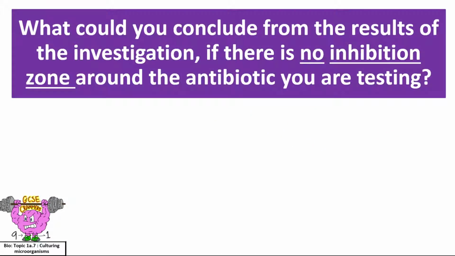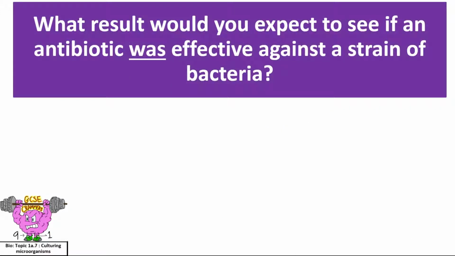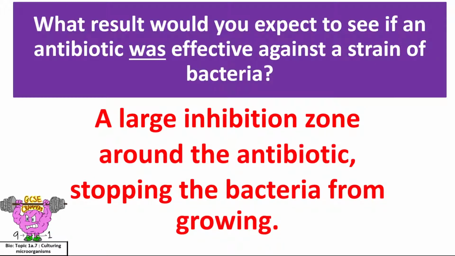What could you conclude from the results of the investigation if there is no inhibition zone around the antibiotic you are testing? That type of antibiotic was not effective in preventing the bacteria growth. What result would you expect to see if an antibiotic was effective against a strain of bacteria? A large inhibition zone around the antibiotic, stopping the bacteria from growing.